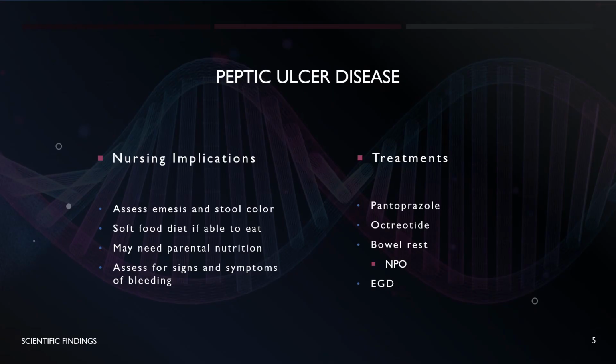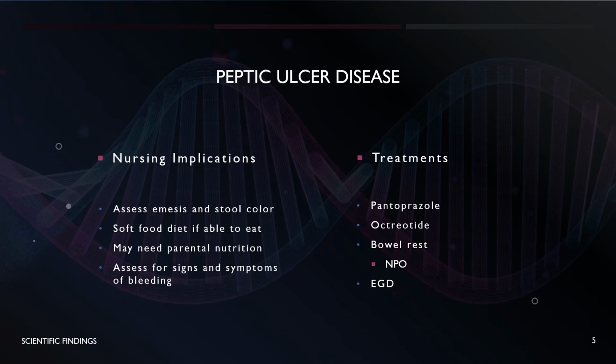So, nursing implications, right? We want to assess our emesis and stool. We want to assess for bleeding, right? Do they have hematemesis? Do they have those coffee ground emesis? Do they have red frank blood in their stool, or do they have melena? So is it like a dark tarry stool?